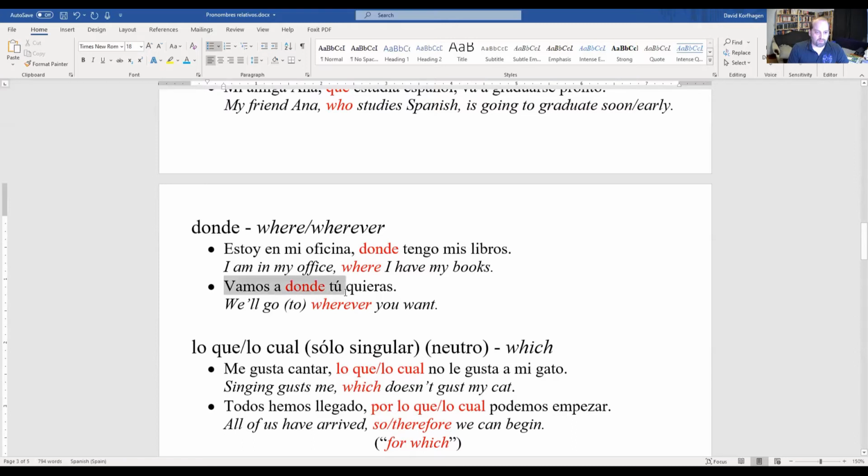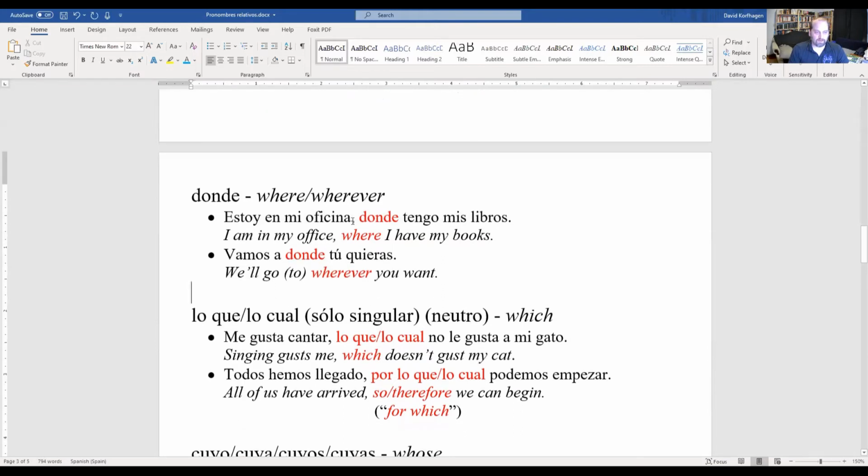Vamos a donde tú quieras. Here, this is a preposition. And notice in English, we don't necessarily need that preposition. So it's like, we'll go wherever you want, or we'll go to wherever you want. We could put the preposition in or not. But in this case, it means more like wherever than where. I mean, it could be we'll go where you want also, either way. But notice here it's after a comma, and here it's after a preposition.